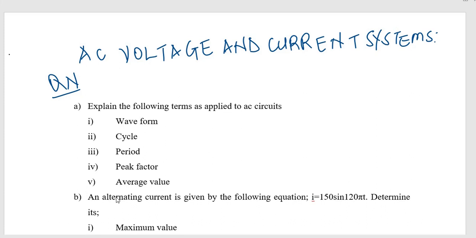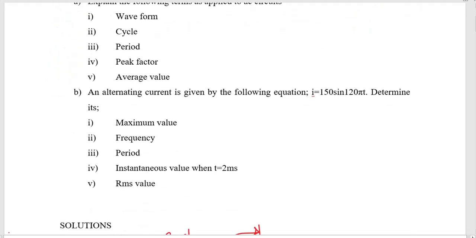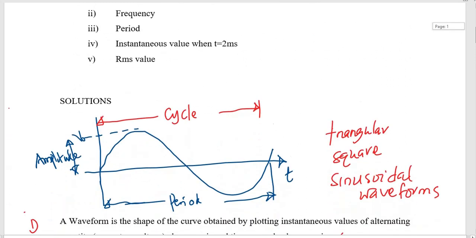Part B. An alternating current is given by the following equation: I equals 150 sine 120 pi t. Determine its maximum value, that is Roman 1 of that question. Find the period, the frequency, the instantaneous value when t is equal to 2 milliseconds, and the root mean square value of this particular AC voltage.